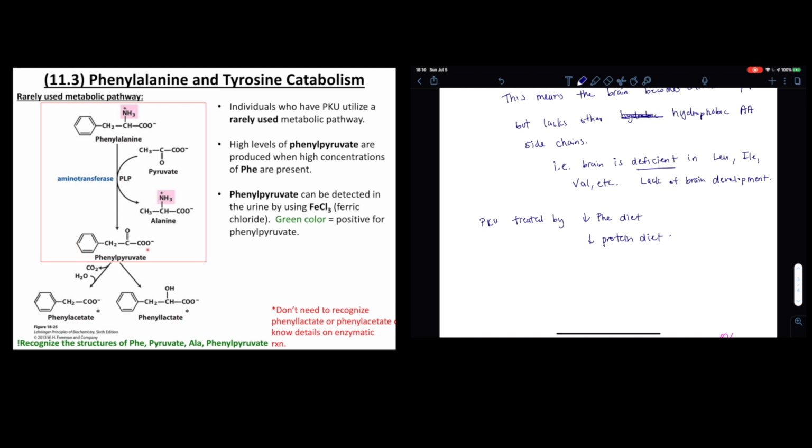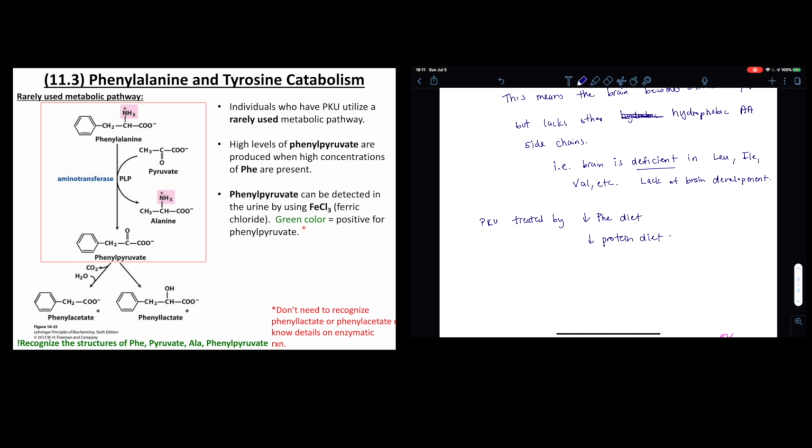So what a doctor or a lab technician can do is detect the presence of phenylpyruvate in the urine by adding a compound called ferric chloride, which is FeCl3. When they add this FeCl3 to the urine of a patient who has PKU, it'll turn a characteristic green color, which means we're positive for phenylpyruvate. Okay, so that is what's happening over there.